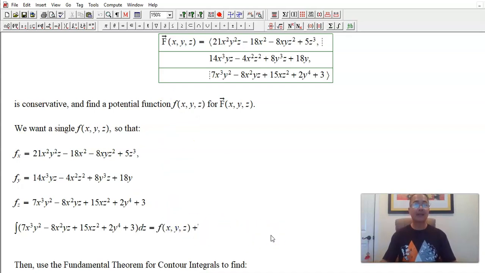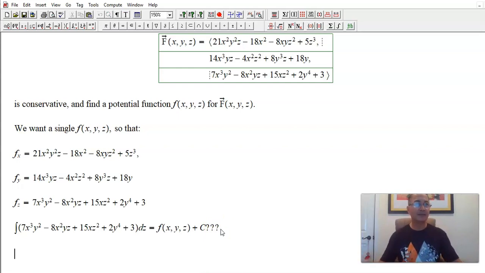Plus something. I will leave that in suspense for now because, back in basic calculus, we do a plus c, right? The antiderivative of something is a function plus c. I will leave it a little bit mysterious for now. So we are going to take an antiderivative with respect to z. So what's going to happen? This term, we are going to get an extra z.